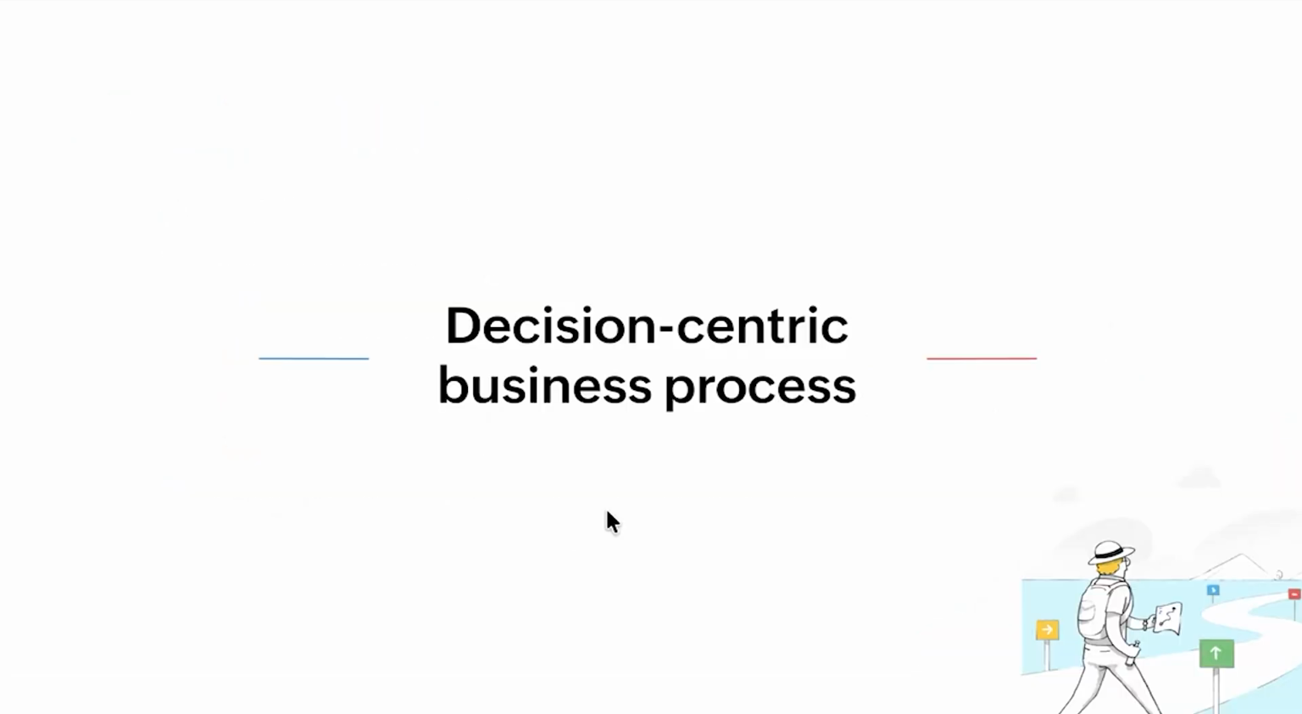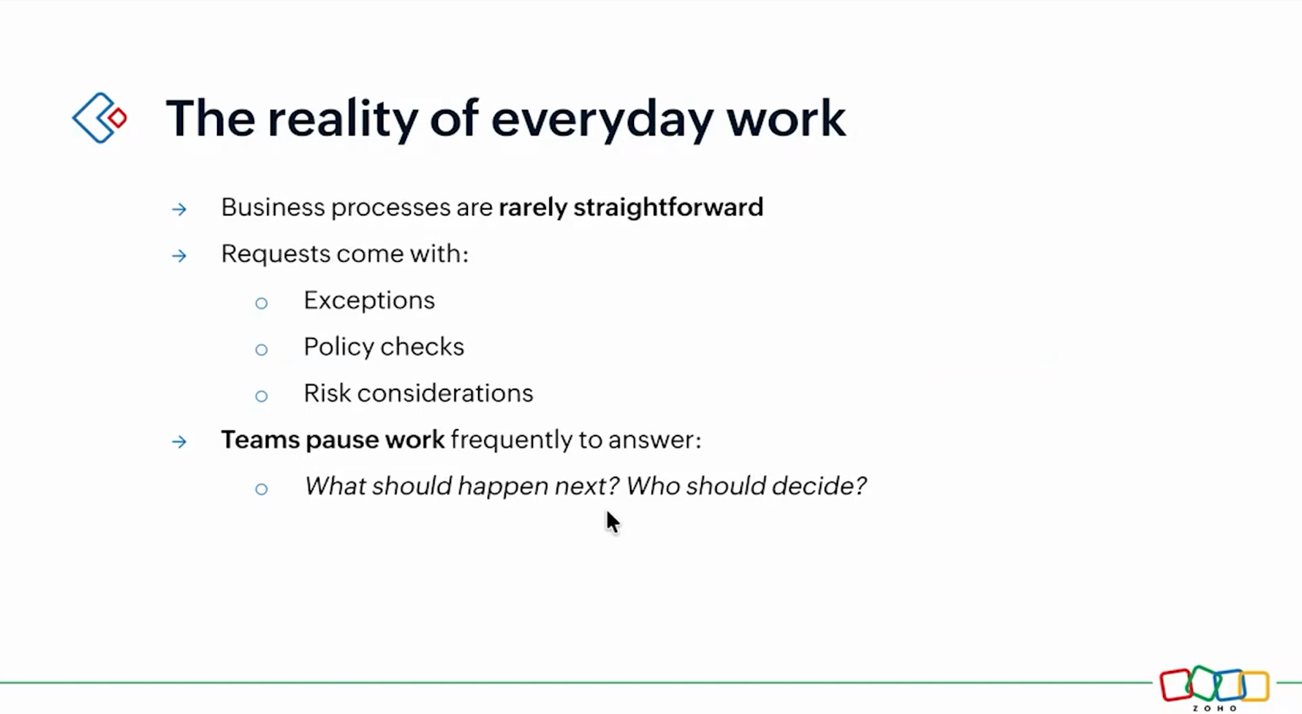And now let's talk about the decision-centric business process, the topic of today's webinar. In day-to-day life, every business process across different industries is rarely straightforward. There are places where requests come and there will be some expectation that needs to be fulfilled in order for the request to be processed, or there might be some policy checks or rule checks that should be considered before processing that request, or we need to consider a risk factor before processing a request, and so on.